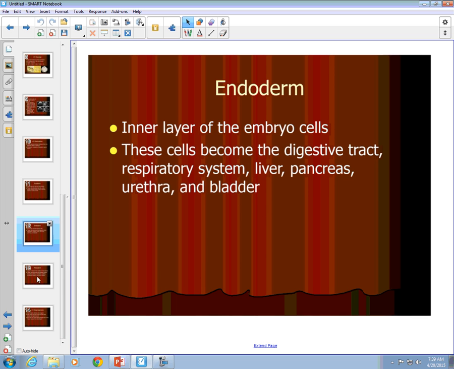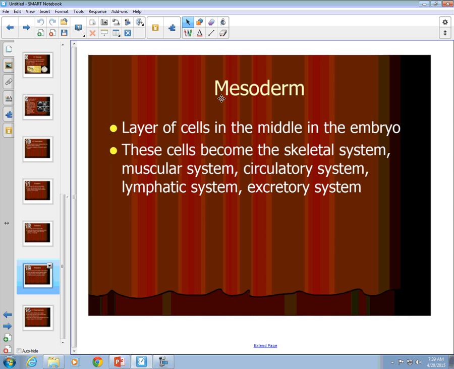Now the mesoderm, meso is in the middle, the layer of cells that are in the middle of the embryo, in between the ectoderm and the endoderm. These things will become anything that lies between the other 2 layers. So we have your bones, your muscles, your blood vessels, your lymph nodes, and the rest of your excretory system, like your kidneys.